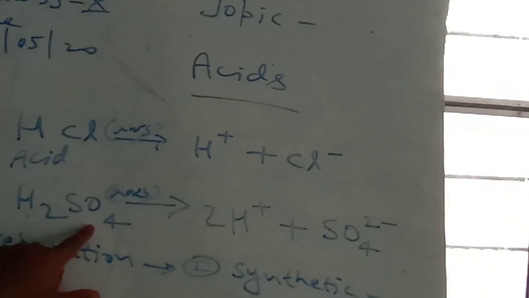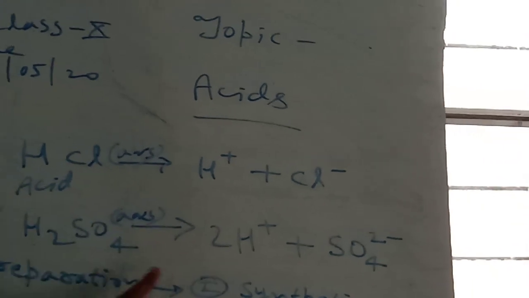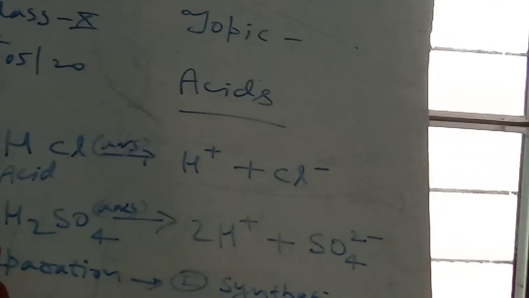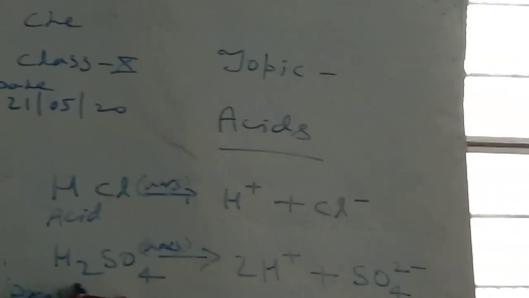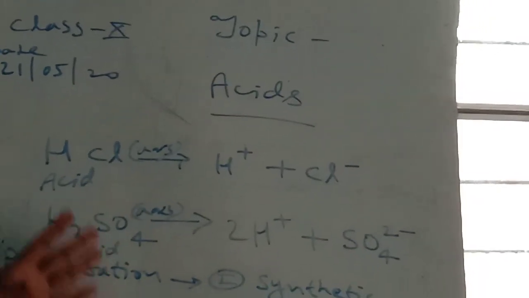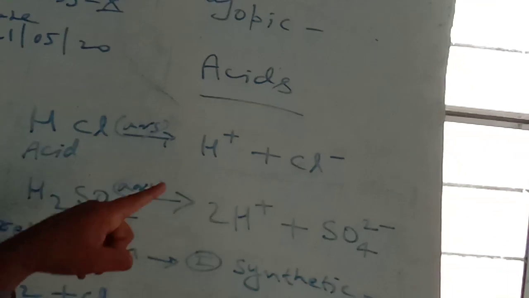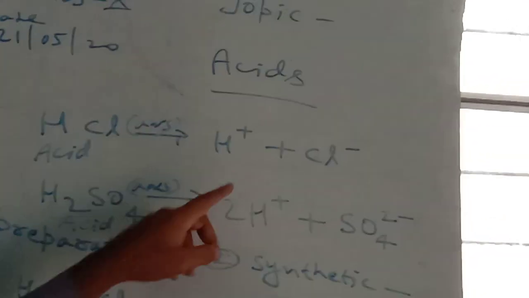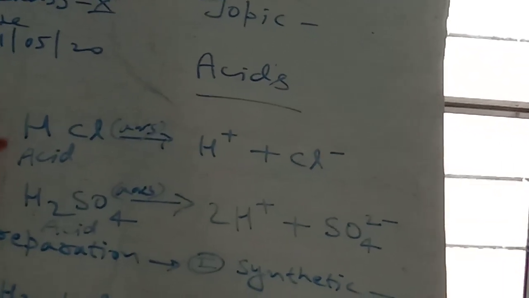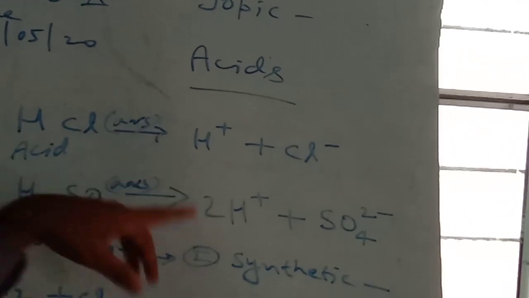Second example, see, H2SO4, hydrogen sulfate or sulfuric acid. After dissolving in water, it means aqueous, it provides hydrogen ion plus sulfate ion. The releasing of hydrogen ion indicates this substance is an acid. It means sulfuric acid is an acid. So all students have understood the definition: substances that, after dissolving in water, provide hydrogen ions are called acids. So I have discussed the definition of acid and two examples on the board.